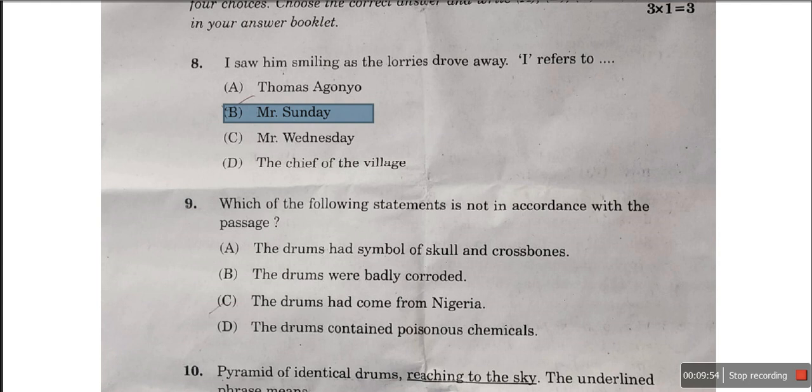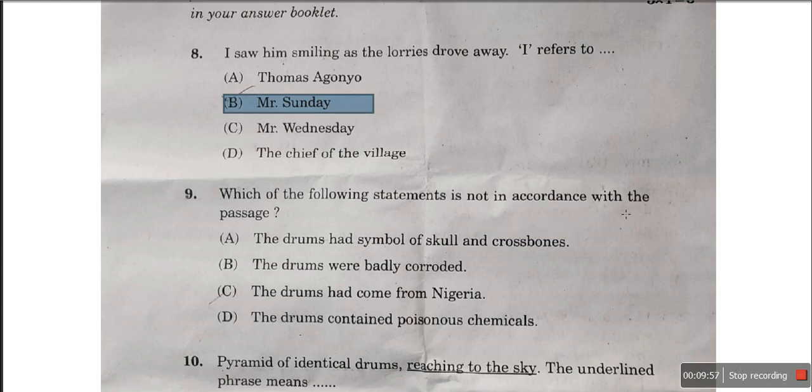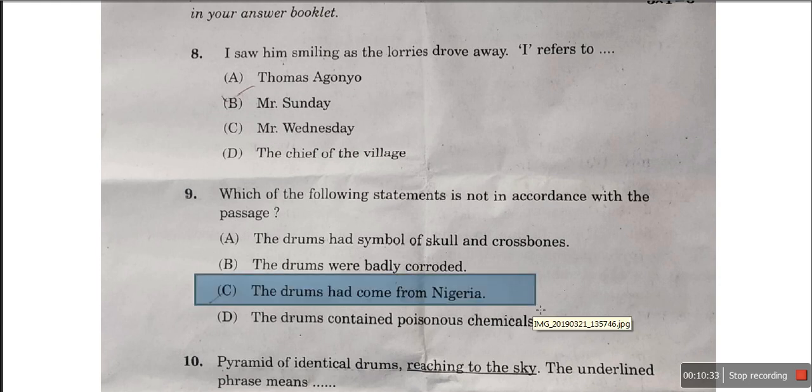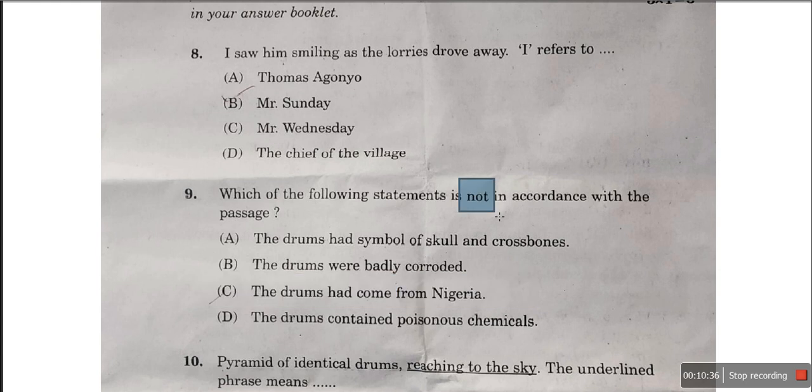And the ninth question is, which of the following statements is not in accordance with the passage? It means out of four statements, we have to eliminate the odd one, which is not matching the content. The drums had the symbol of skull and crossbones. It is there in the passage. The drums were badly corroded. Of course, it is from the lesson. The drums had come from Nigeria. The place Nigeria may not be the right answer. The drums contain poisonous chemicals. Of course, that is also right. So the correct answer is, the drums had come from Nigeria. This is not in accordance with the passage. So the answer is C.